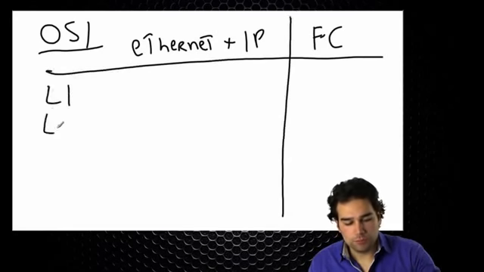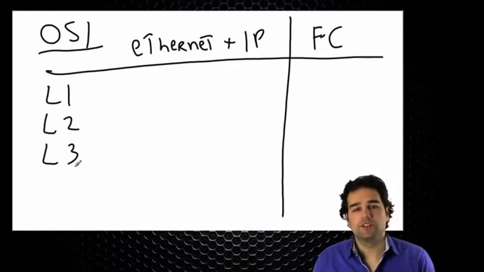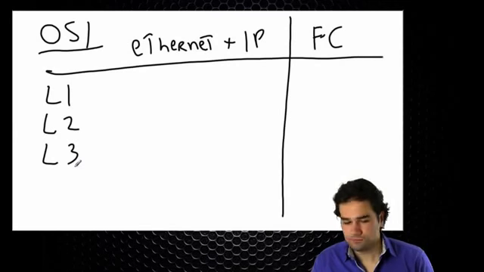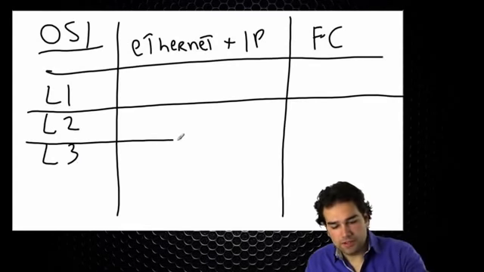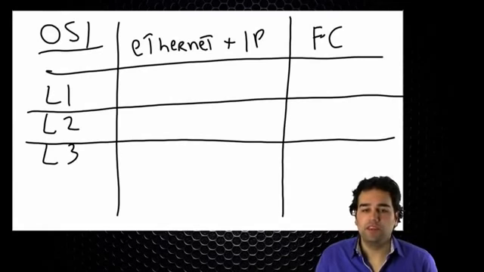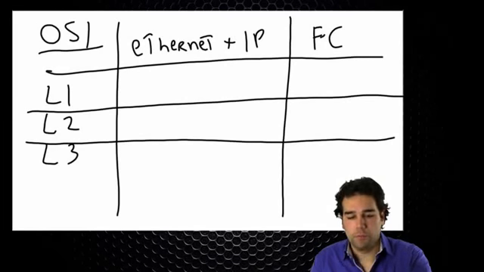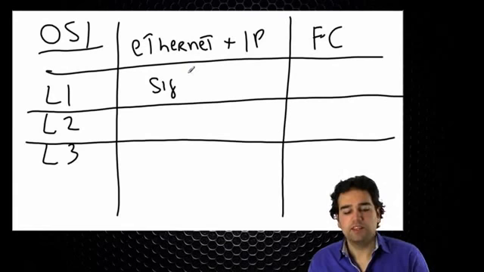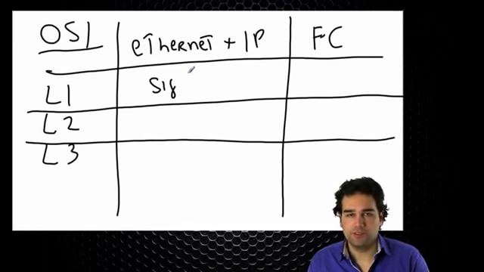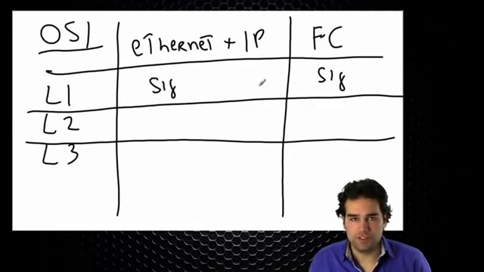We have a layer 1 network, we have a layer 2 network, and we have a layer 3 network. I'm only going to touch layer 1, 2, and 3 here. So what kind of comparison can we make on layers 1, 2, and 3 on both the Ethernet world and the Fibre Channel world? So first of all, we have signaling here. The signaling is completely different in Ethernet than in Fibre Channel. So this signaling is definitely never compatible with each other.